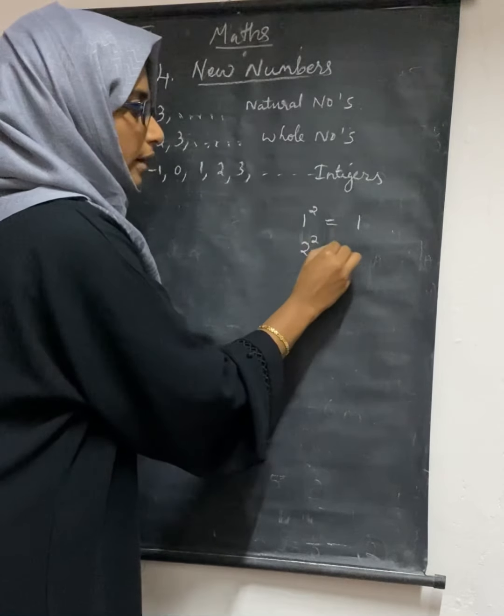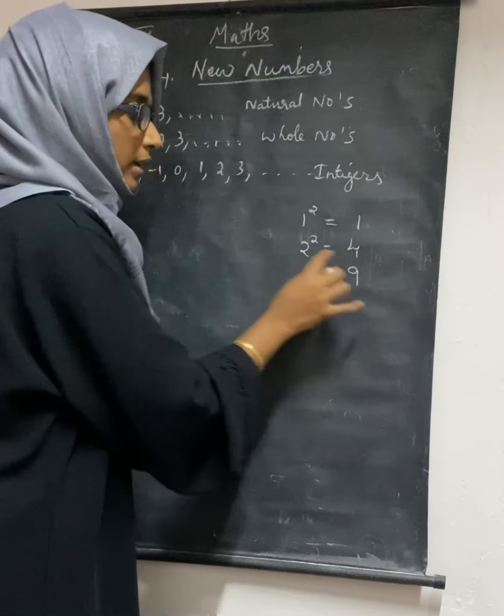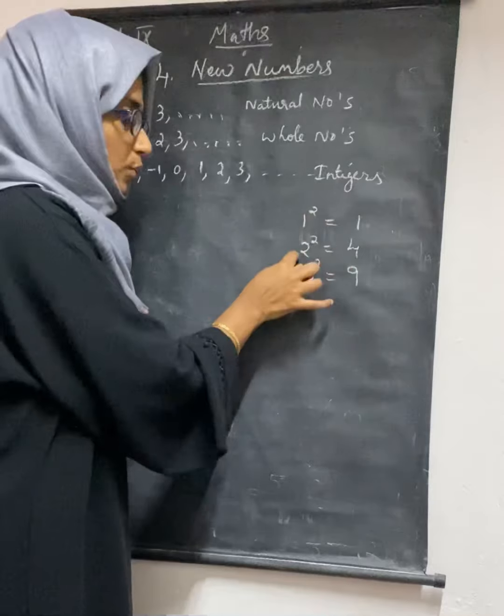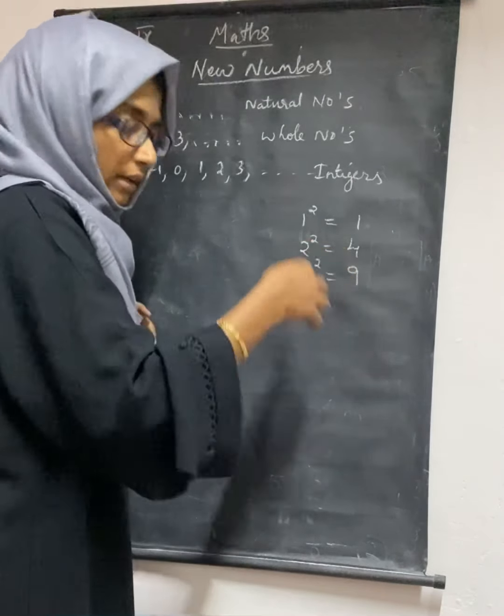What is 2 square? It is 4. What is 3 square? It is 9. Square means what? 1 into 1, 2 into 2, 3 into 3. Like that, the number is multiplied by itself again.